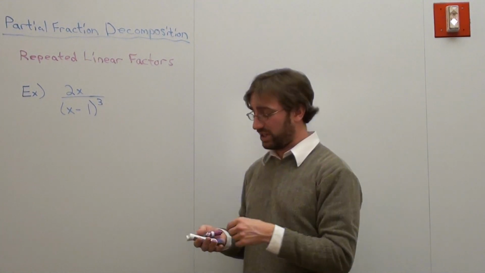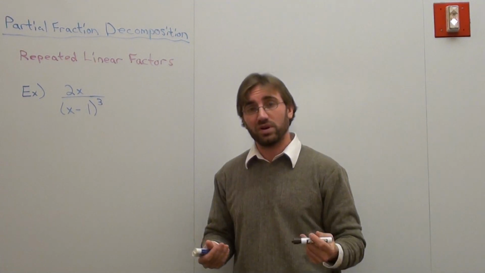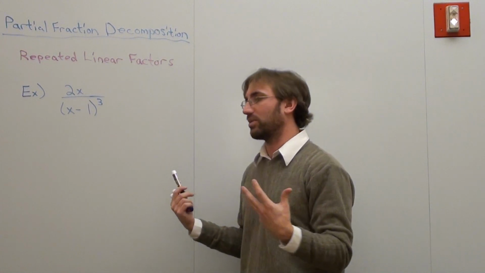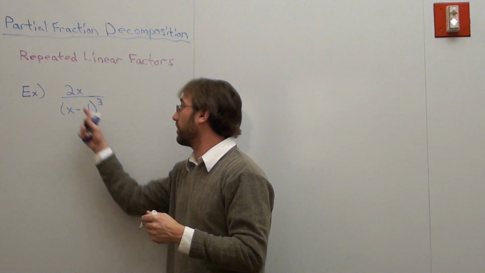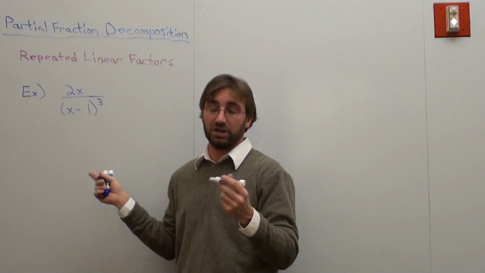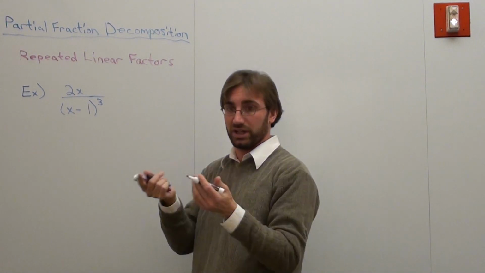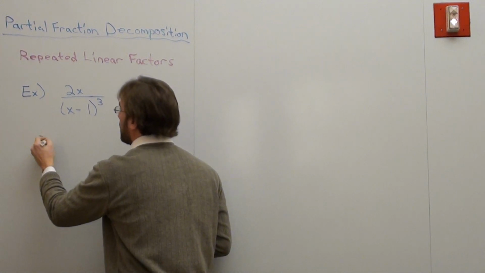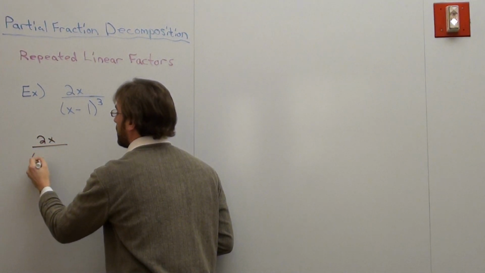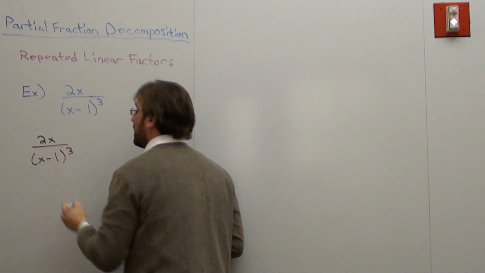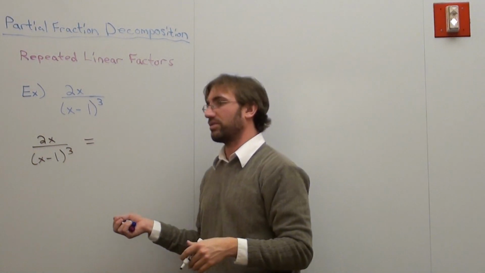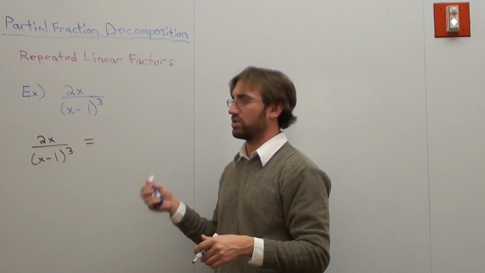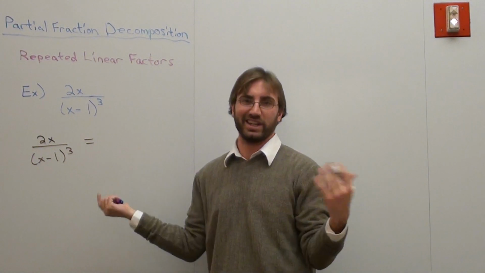Now linear factors are pretty interesting. We did that before, we'll kind of do it again. It's just a different approach to it. So here we go. We want to set 2x over (x minus 1) quantity cubed into 3 different fractions. In this particular case, it's 3 different fractions because it's to the first, to the second, to the third.